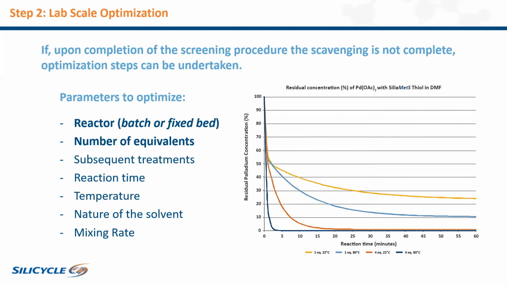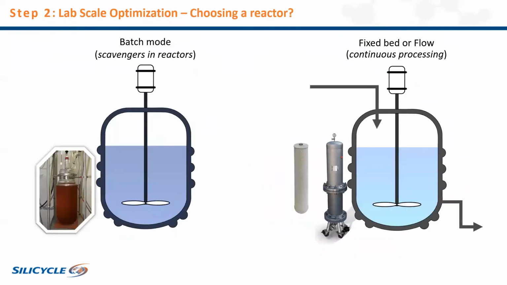So I mentioned that you have different types of reactor you can use. You can use a batch mode, so more conventional, where you can see the reactor here and it stirs, or you can use what we call a fixed bed or flow, where you have your reactor with your reaction, and then the reaction can go into a housing that you can see here on the picture, where you have your scavenger, in this case the E-PAK cartridge that I will describe in a little bit, and then it can come back into your reactor with your purified solution.